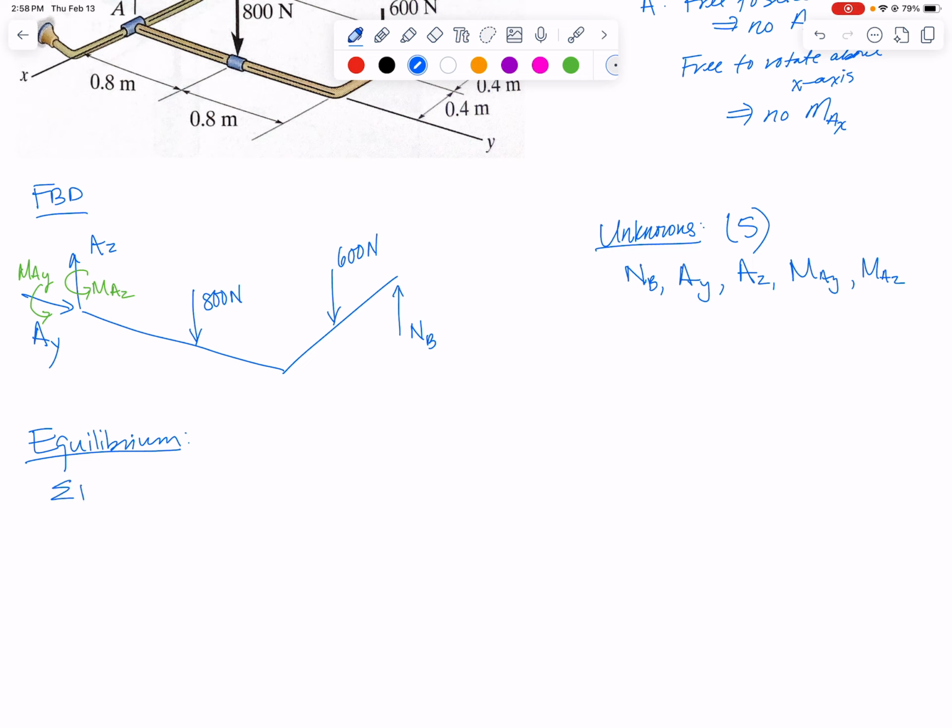So if we start with forces in the X equals 0, I don't see any forces in the X direction. There are none. So I just get 0 equals 0, not a helpful equation, and that's the reason we're only going to have 5 unknowns to solve for. Let's try the Y direction. The Y direction is this way, assign a positive sense, and in that direction I've got AY and nothing else. All the rest of the forces are in the Z direction. So AY is just equal to 0.